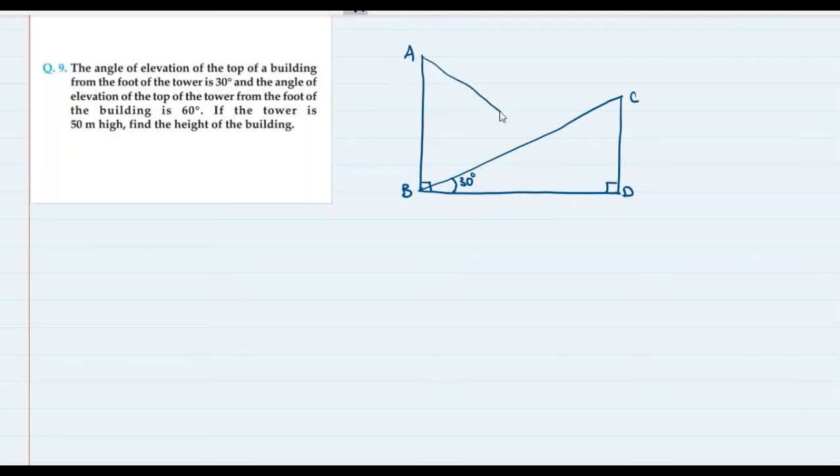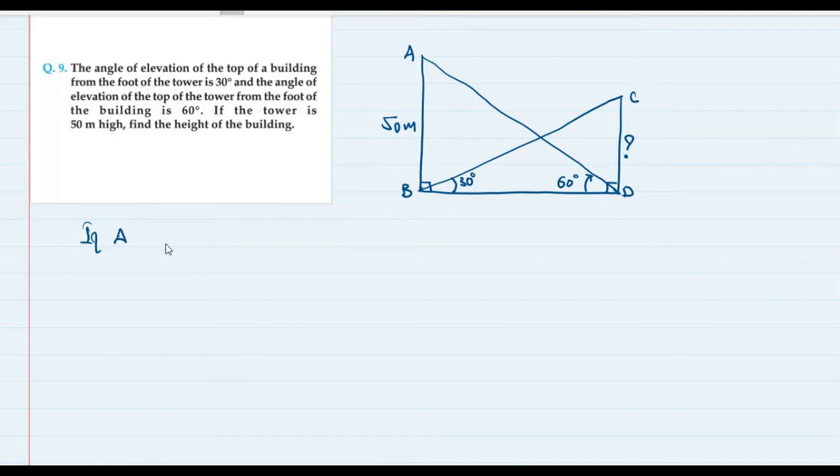So if you join, this is going to be 60 degree. Makes sense? Diagram is also perfect. If the tower is 50-meter high, find the height of the building. Very easy. Just focus on which triangles I'm taking.